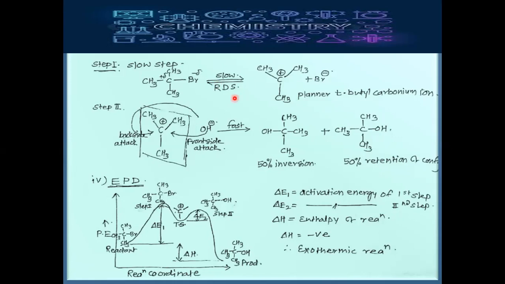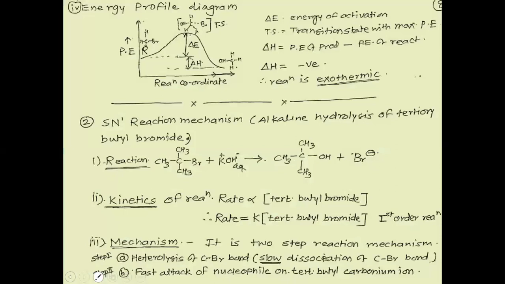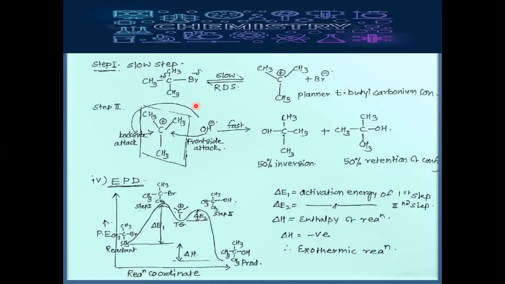So in this rate determining step, only one molecule, tertiary butyl bromide, is involved. We have seen in the chemical kinetics of the reaction that the rate of reaction is directly proportional to tertiary butyl bromide. Okay, got it? So in a multi-step reaction, the slow step determines the rate of reaction and the number of molecules involved. Hence, this is a unimolecular or first order reaction.